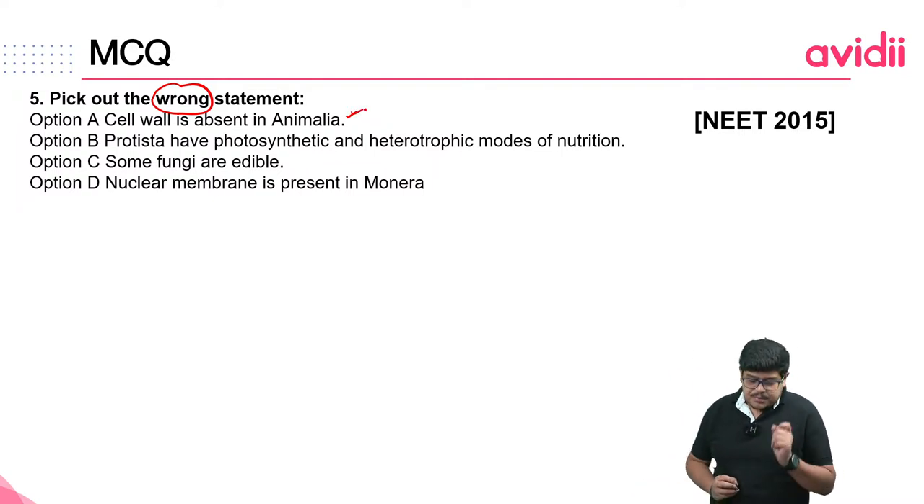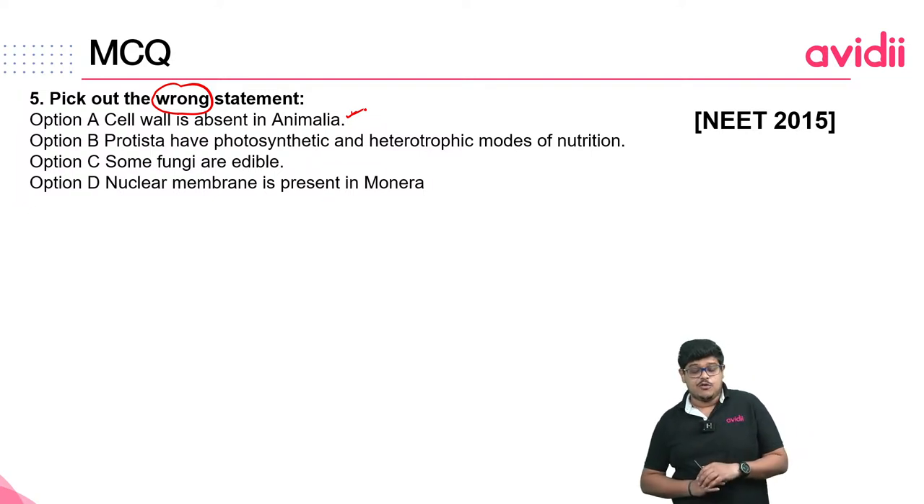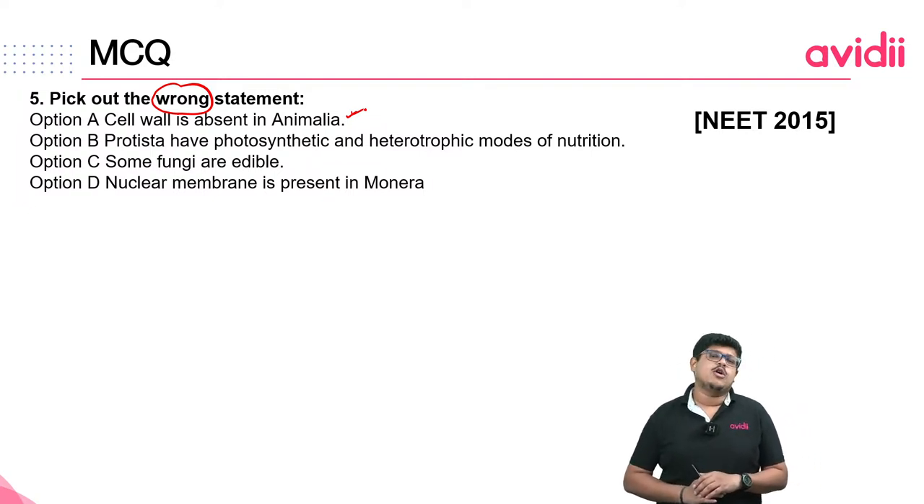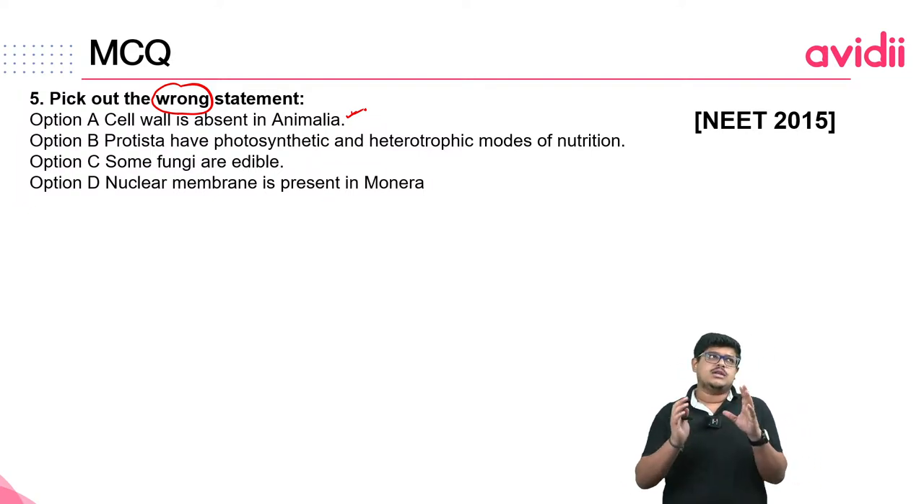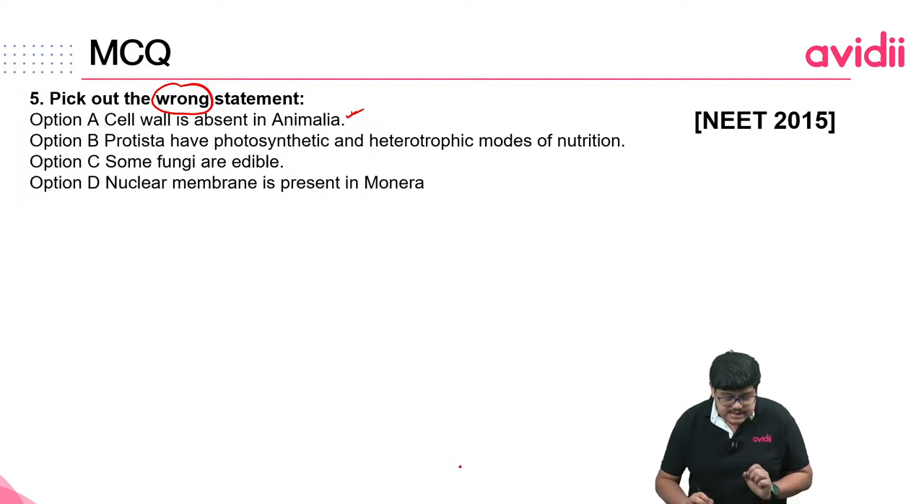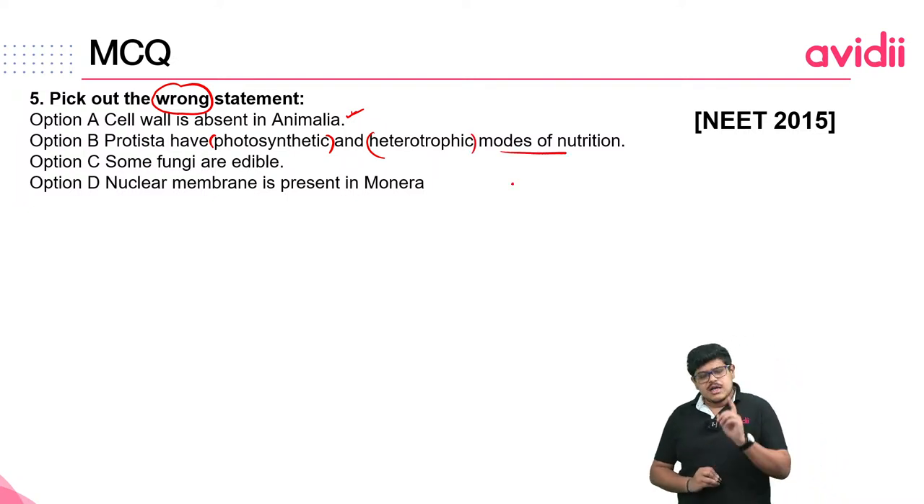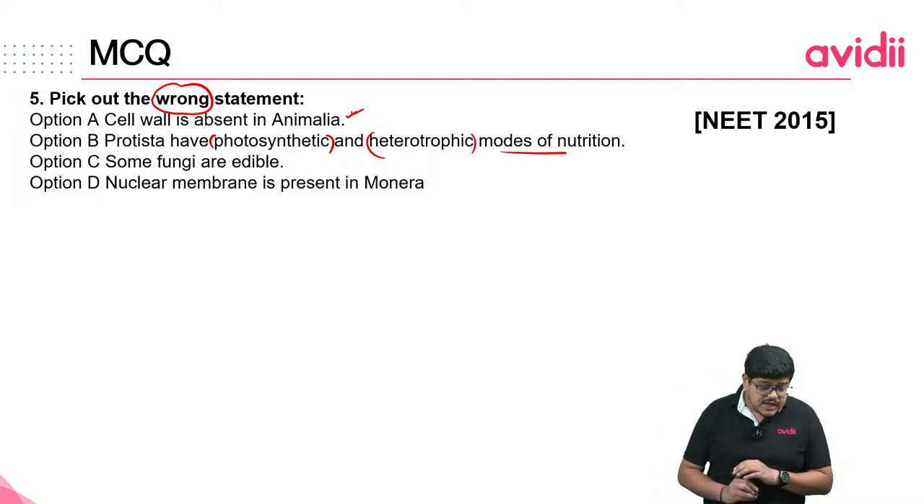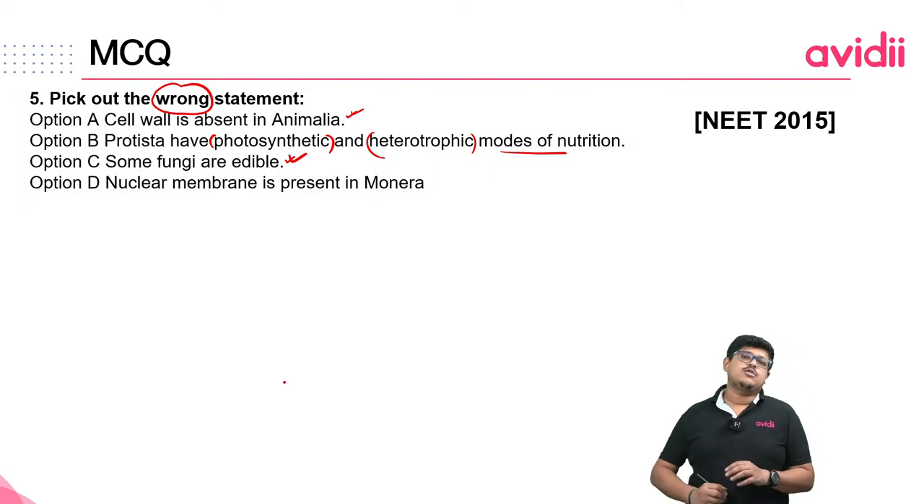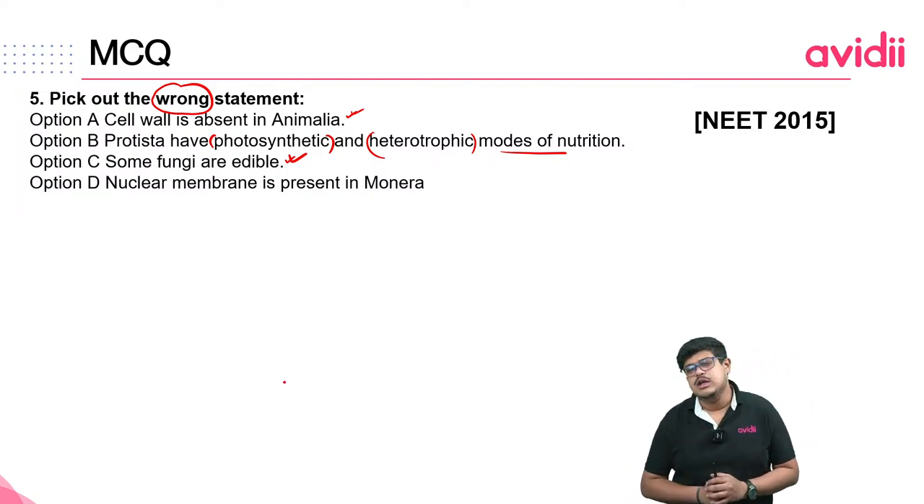Okay. Protista have photosynthetic and heterotrophic modes of nutrition. Now, if we observe in case of Protista and we take some examples, then yes, they showcase both the photosynthetic and the heterotrophic modes of nutrition. Some fungi are edible. Yes, we do eat some fungi, right? We do love to eat mushrooms. There are many people who do eat mushrooms.